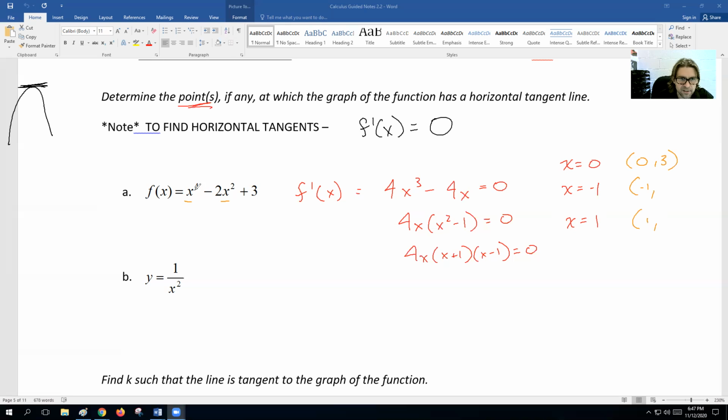All right, let's plug -1 in. -1 to the 4th is 1. -1 squared, okay, that would also be 1. So it would be 1 minus 2 plus 3. See, 1 minus 2 is -1. -1 plus 3 is 2. Positive 1 gives us the same answer?